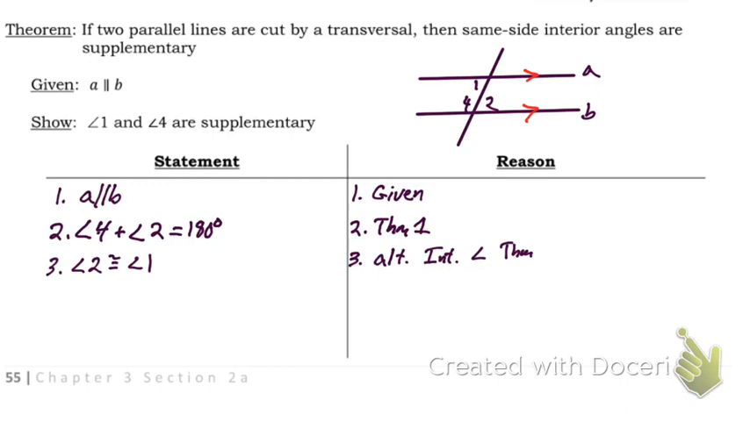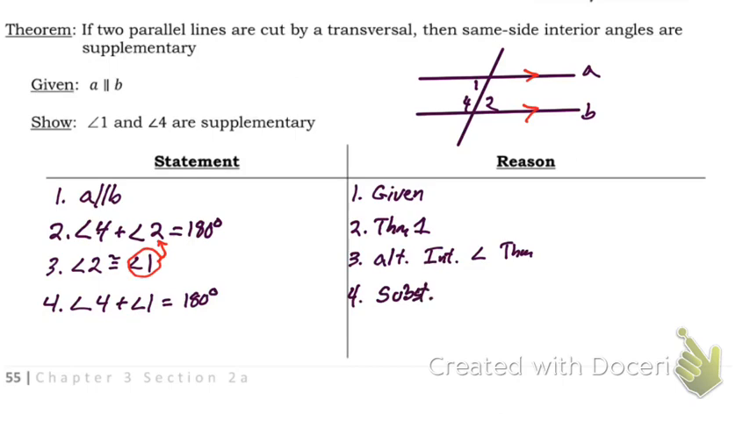All right, so what we did, we added 2 angles to equal 180. We said I need to replace 2 with 1. And the only way I can do that is if 1 and 2 are equal. And we set them equal to each other. Now what we can do is I can substitute angle 1 in for angle 2. So our next step is angle 4 plus angle 1 equals 180 degrees. And that is substitution.